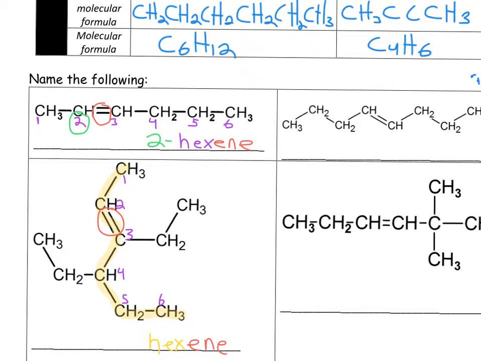Your double bond is at carbon 3. But this carbon also has some branches. So we have 2 branches. We have an ethyl here and an ethyl here. So we're going to say we have a 3,4-diethyl-3-hexene, and I just want you to note that there should be a dash in here as well.